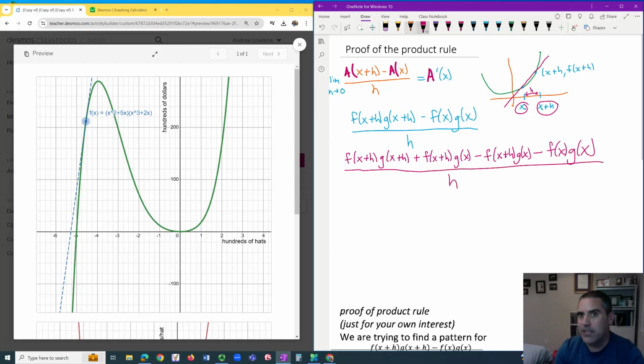And what's happening is h is getting smaller and smaller. We can rearrange things a little bit. So what we did is we basically added 0 in a clever way. That was 0. But now we're going to rearrange it. And the observation is that this and this are the same. So we can take those first 2 terms and factor it out.